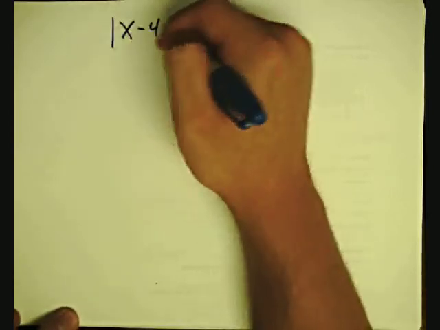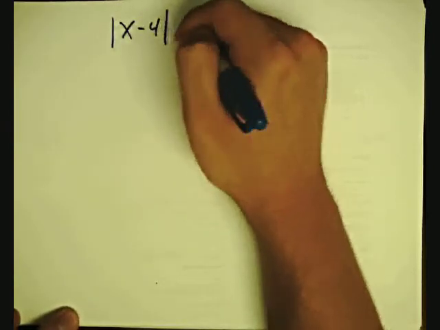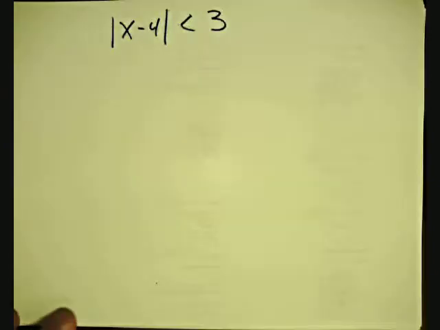So example 5: write your solution in set builder and interval notations after you solve. Example 5a, the absolute value of x minus 4 less than 3. Our first step is accomplished already. We have our absolute value all alone. Absolute value being less than 3, that's our first possibility.